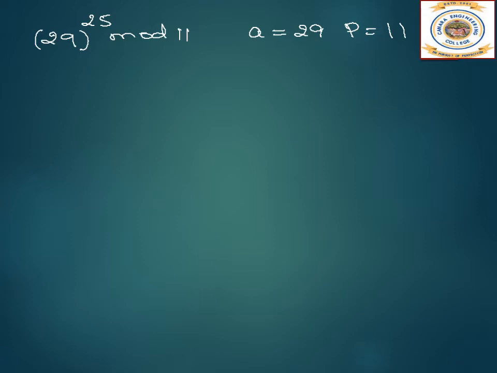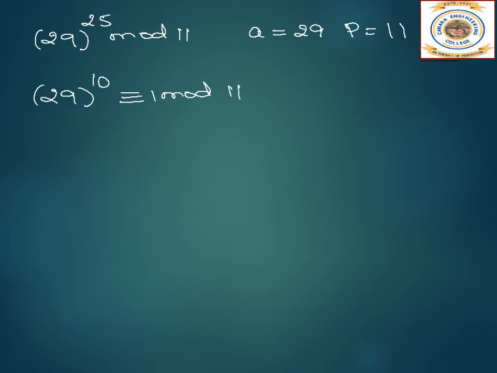Let me consider another example. 29 to the power 25 mod 11. So here A is equal to 29 and P is equal to 11. Here also you can see A and P are relatively prime to each other. So as per Fermat's theorem, I can write A is 29 to the power P minus 1, that is 11 minus 1 will be 10, will be congruent to 1 mod 11.